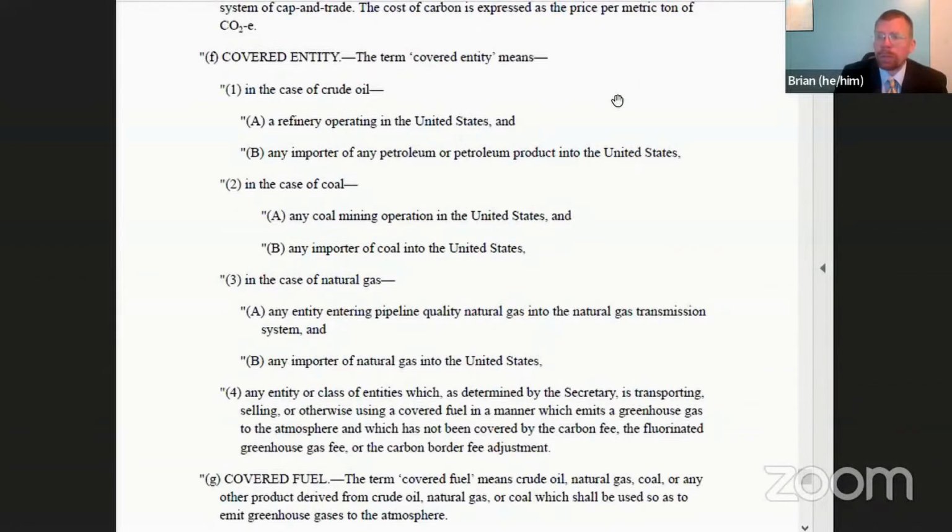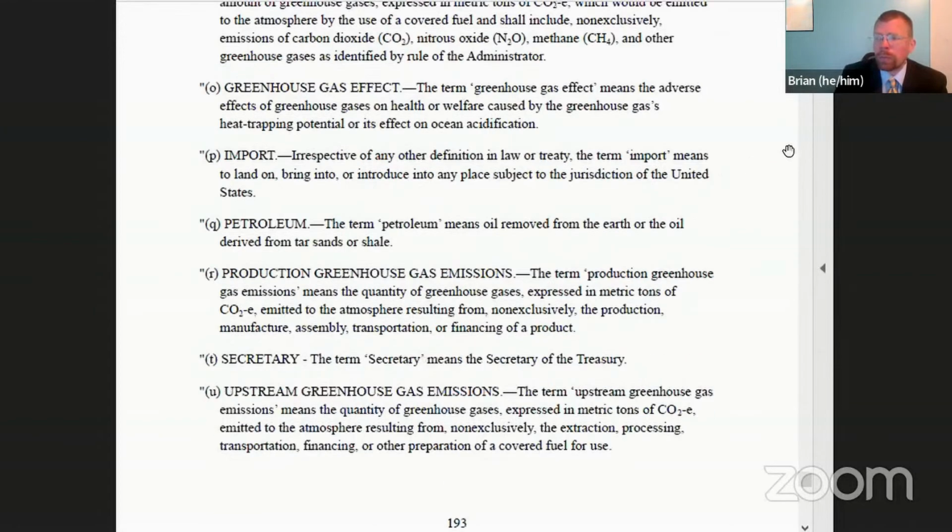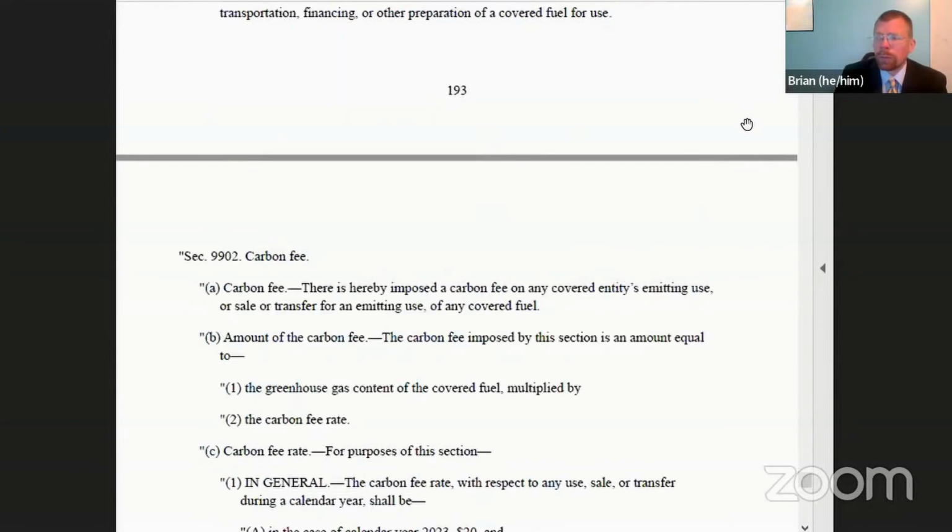Covered entity is what the carbon fee will apply to. In the case of crude oil, this is a refinery or any importer. For coal, it's the coal miner or the importer, and for natural gas, again, it's adding the gas to the natural gas transmission system, or the importer. And as we'll get to later in section 9906, administrative rules will be set up in a way to minimize the administrative burdens by applying the carbon tax as early in the process as possible, rather than having it distributed out among different entities. These are all basic definitions, no real surprises.